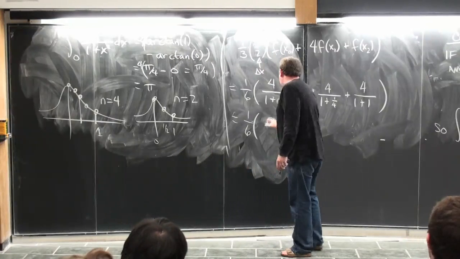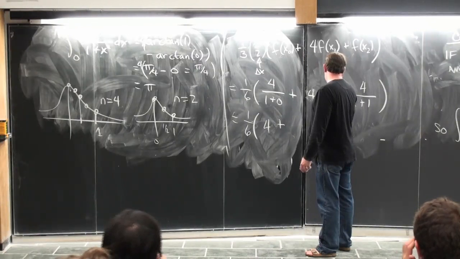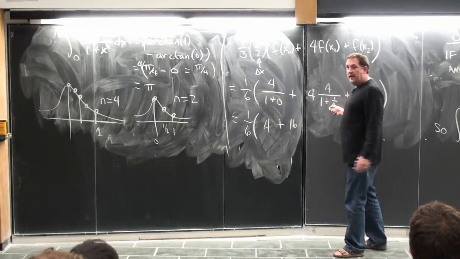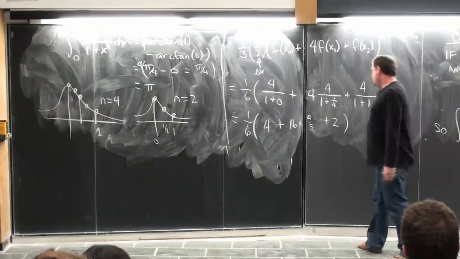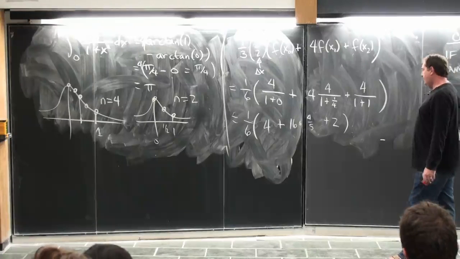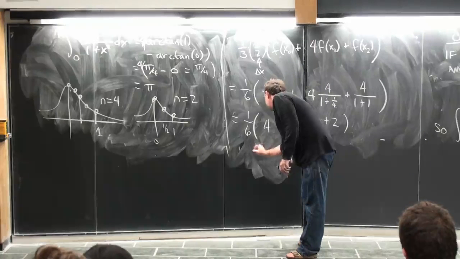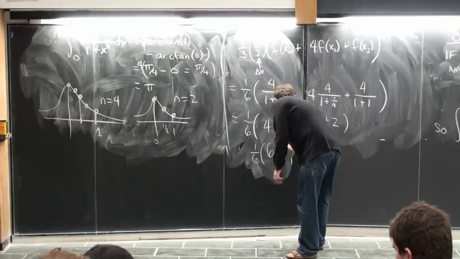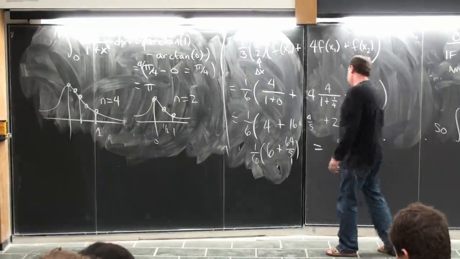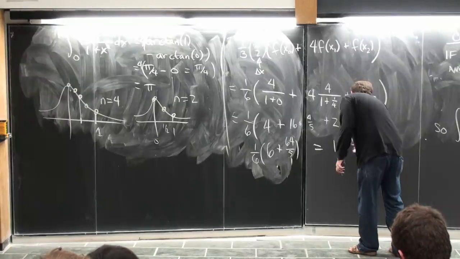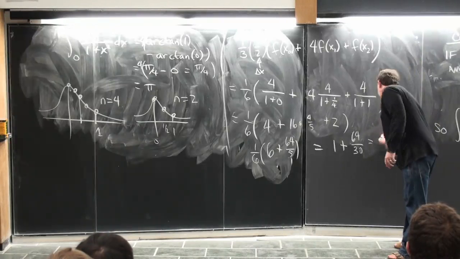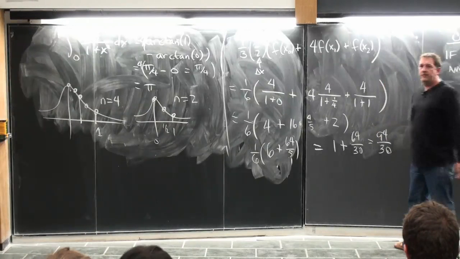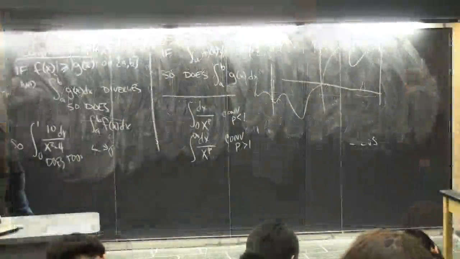So this is 1 sixth times 4 plus 16 times the middle term. So 1 plus a quarter is 5 fourths. I flip it, I get 4 fifths. And 4 over 2 is 2. 16 times 4 fifths is 64 over 5. So that's 1 sixth times 6 plus 64 over 5. So that's 1 plus 64 over 30, which is around 3 and change. So it's about right. I mean, it's some number. 94 over 30, which is 3 and 4 thirtieths, which is around pi. So I know it's about right.